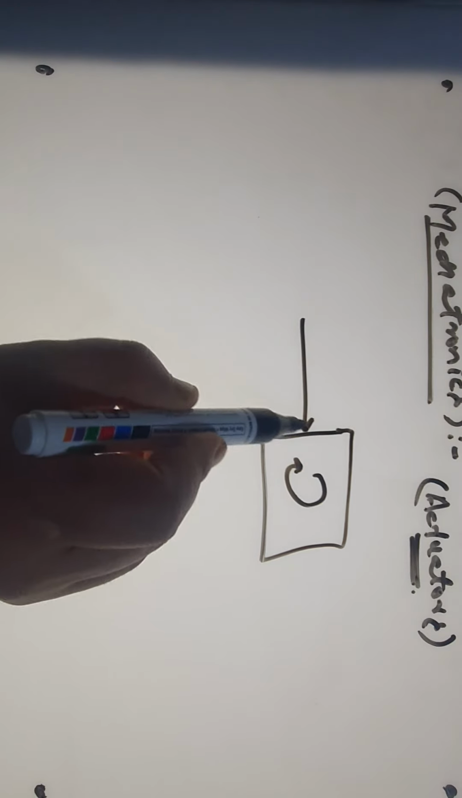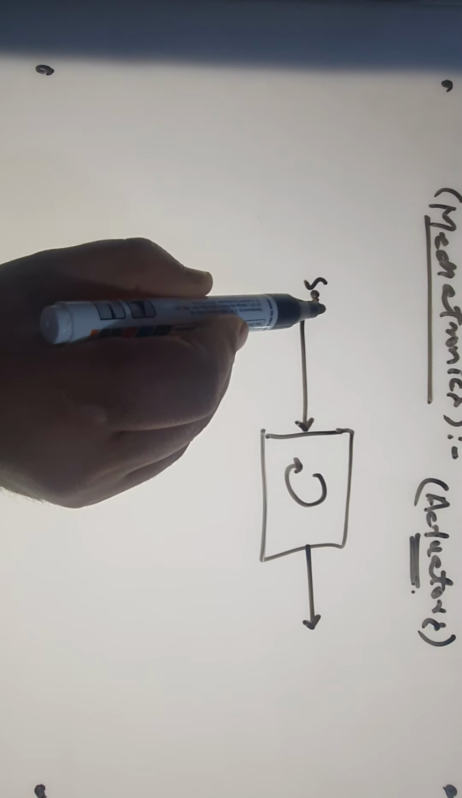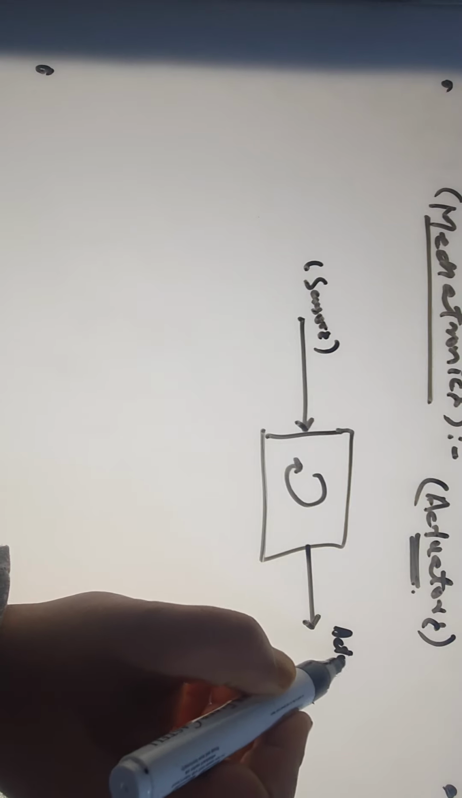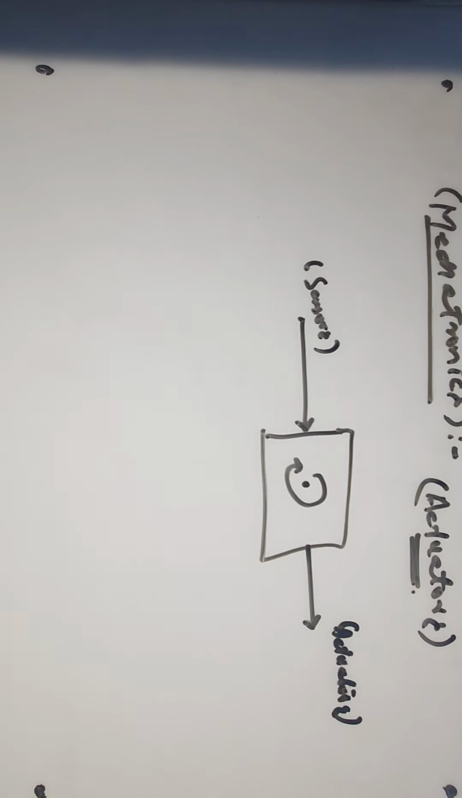The basic block diagram of the mechatronic system that we discussed is like this. So we have sensors on this side, and we have actuators on this side, and we have the system here, the control system.